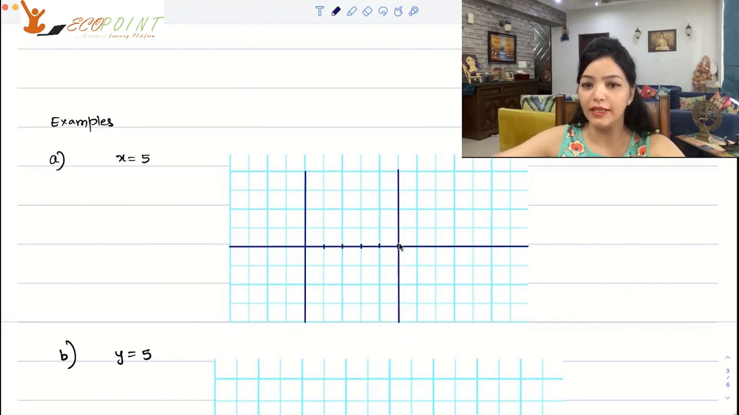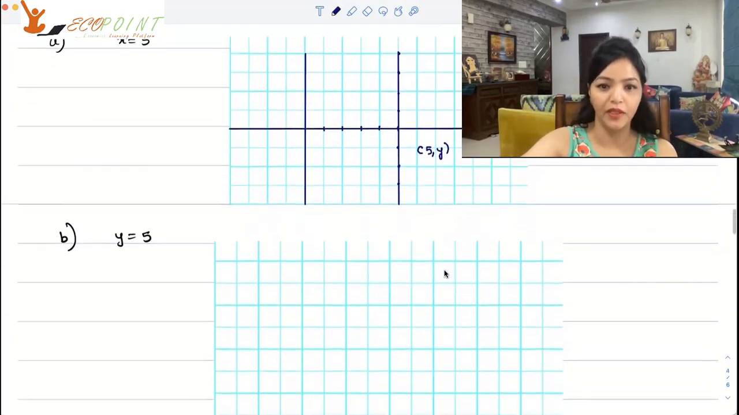So this vertical line that you see represents (5, y) in terms of ordered pairs. All the pairs (5, some value of y) are represented by this vertical line, and that's what the graph of x equals 5 will look like. It'll be a vertical line.